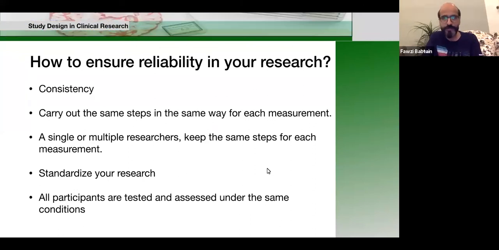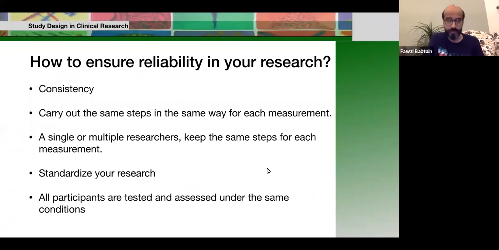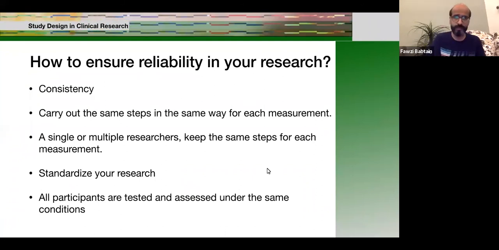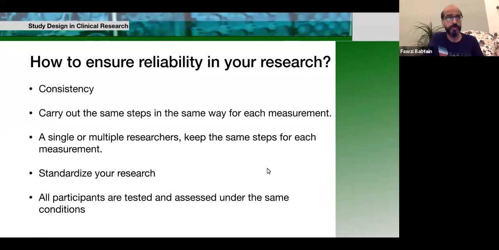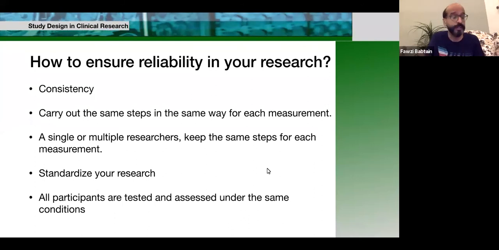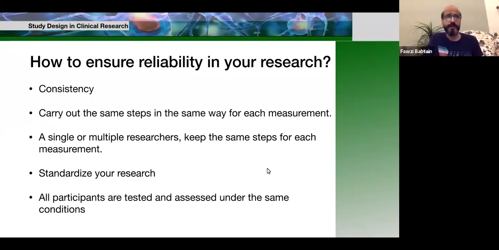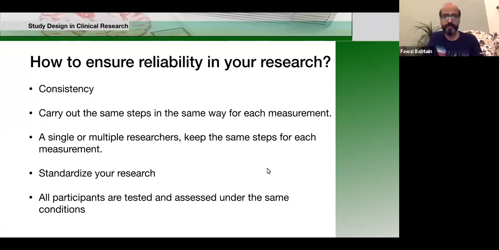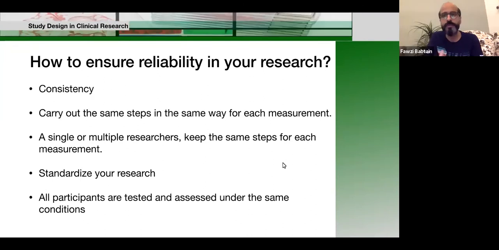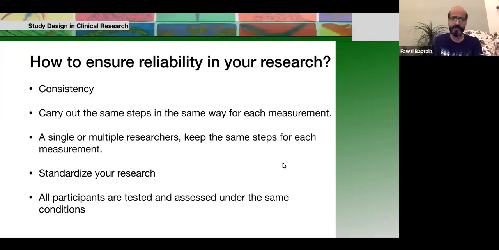And very important, you use the same test under the same conditions for all the participants. Anxiety level, as an example, or a depression scale, or blood sugar measures. You should make sure it is used under the same or similar circumstances for all participants.